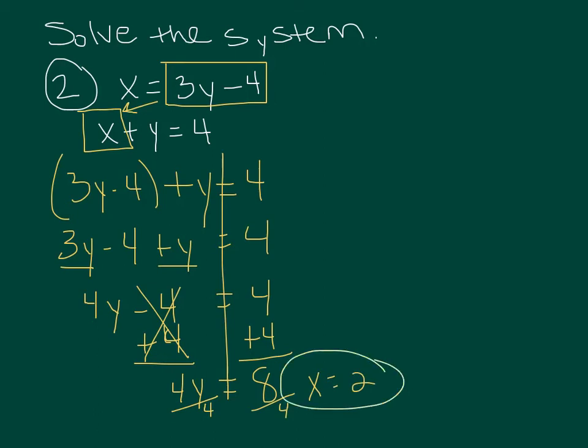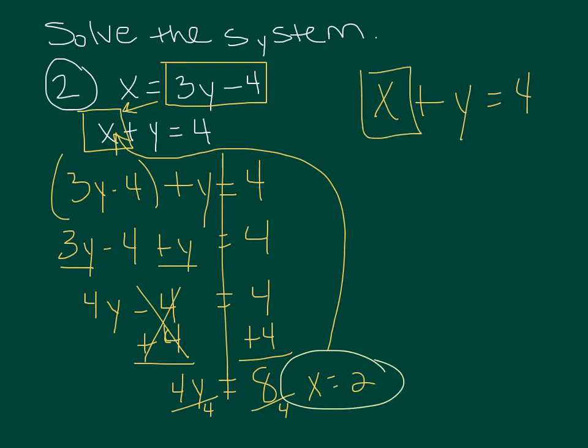Alright, so I found my y value, but I am not done. Once you find one of them, you have to plug it back in. Now again, it does not matter which equation you plug it into. I just try to figure out which one looks a little bit easier. To me, that bottom one looks a little bit easier. So I'm going to plug it into the x plus y equals 4. Remember, I'm replacing the y with this 2 down here.